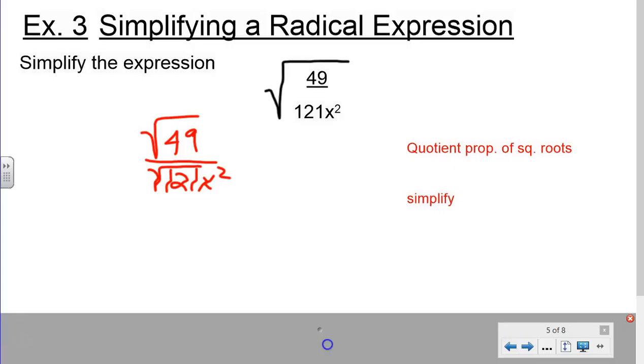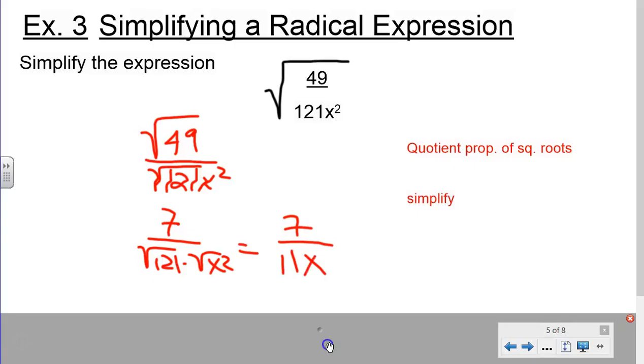7. So 7 over, that is like the square root of 121 times the square root of x squared. You can also separate it, right? 11. So 7 over 11x. That's it. That's all we can do. You can leave it as a fraction, so don't get into a decimal. Any questions on that before you get to try?